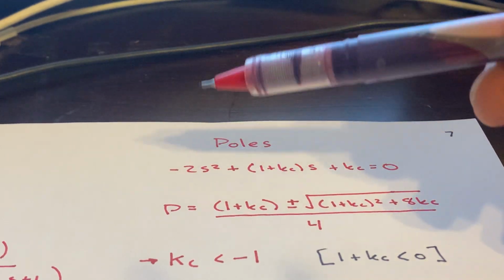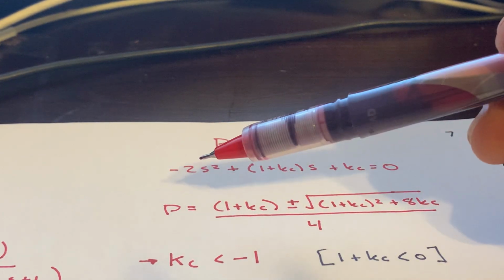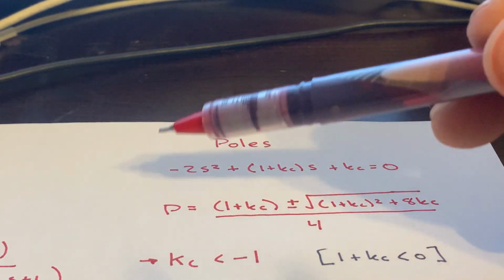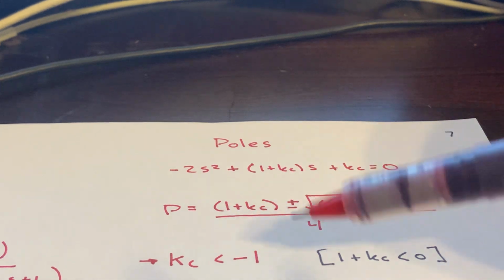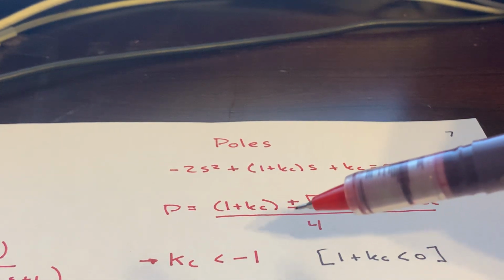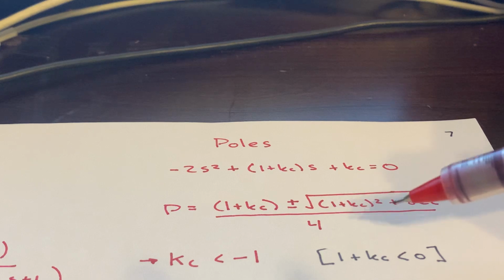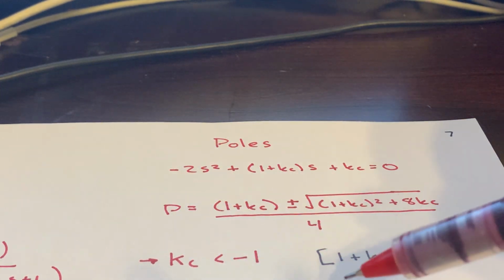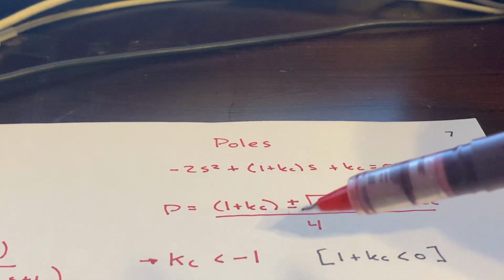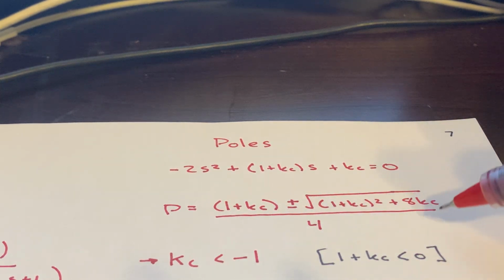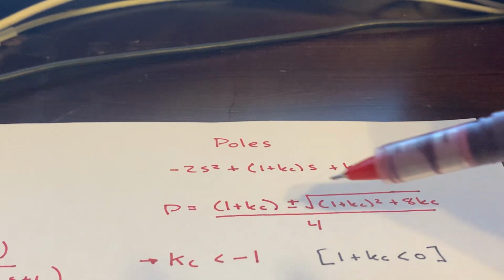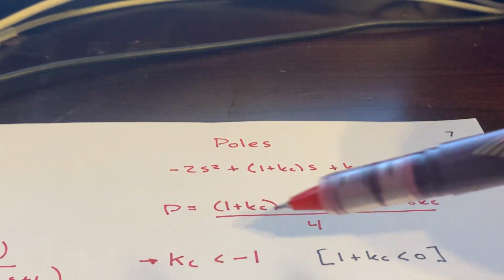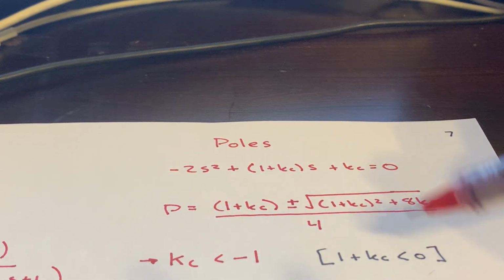And there's just a general rule with quadratic polynomials that if all the coefficients are positive, the real parts of the poles are going to be negative. So that's just a rule, but we can actually see it here. If we do the pole, we're going to get (1 plus kc plus or minus the square root of (1 plus kc) squared plus 8kc) all over 4. So the first thing we notice is that we need 1 plus kc being less than 0, because this quantity here is never going to be negative. It can be imaginary, or it can be positive, but it can't be negative. So we have to make sure this part is negative, so 1 plus kc is less than 0.